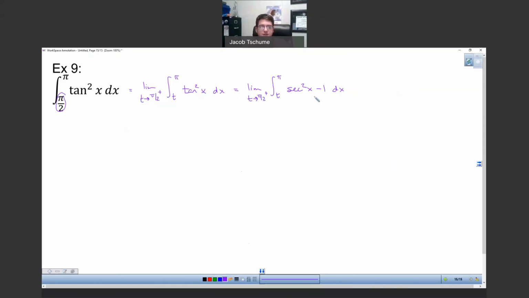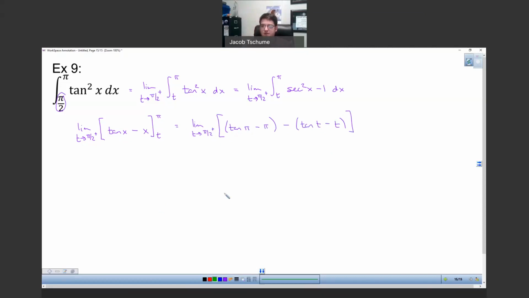Both of these terms can now be integrated. So now we can go about our integration technique. This would be the limit as t approaches pi over 2 from the right of secant squared integrates into tangent of x, minus 1 becomes x, and you're going to evaluate this from t to pi. So this will equal the limit as t approaches pi over 2 from the right. If I plug pi into both of those, that would be the tangent of pi minus pi, and then minus this would be the tangent of t minus t.